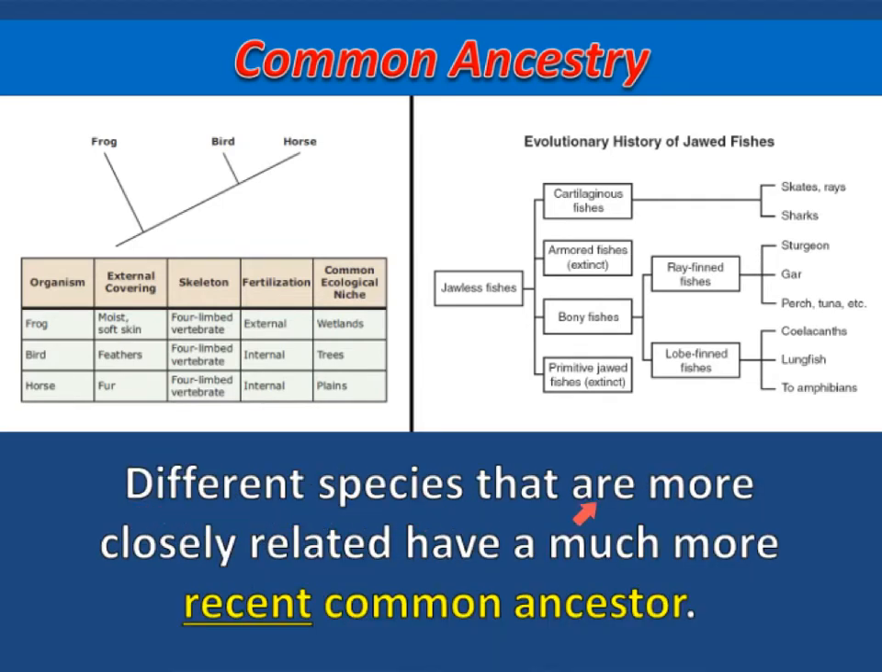Different species that are more closely related have a much more recent common ancestor. On number 3, what is true of closely related species? And the answer is in yellow. Recent common ancestor is number 3. They have a recent common ancestor.